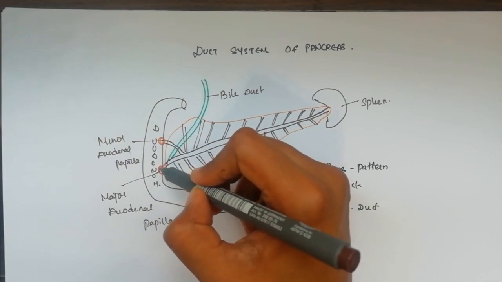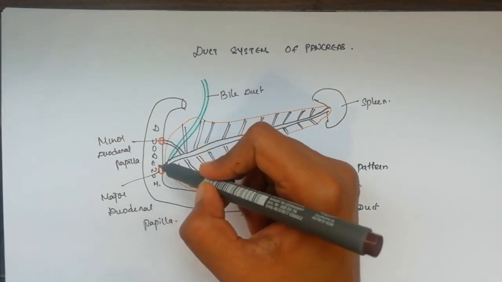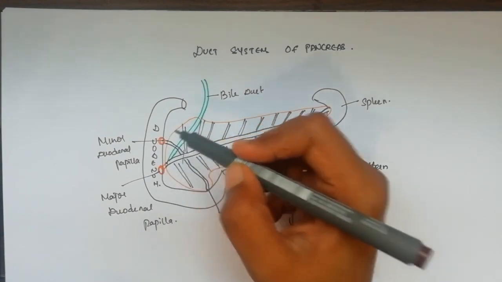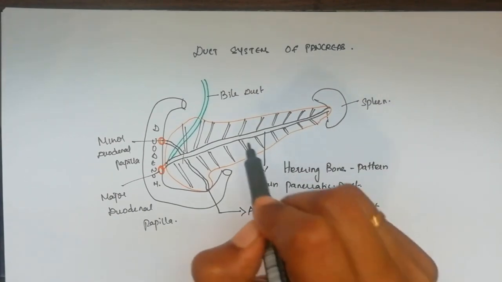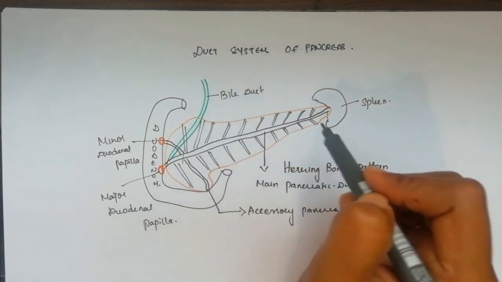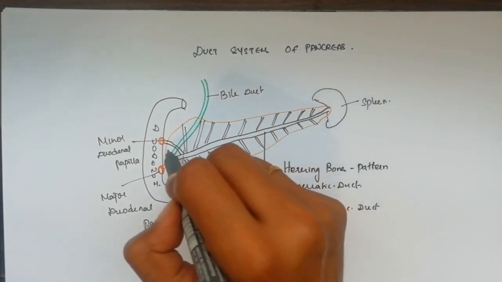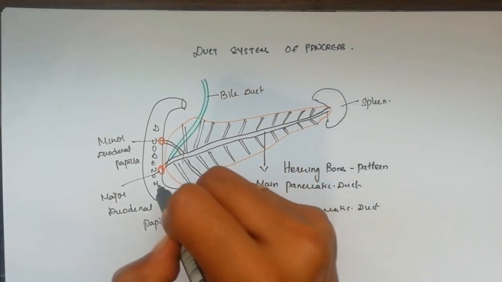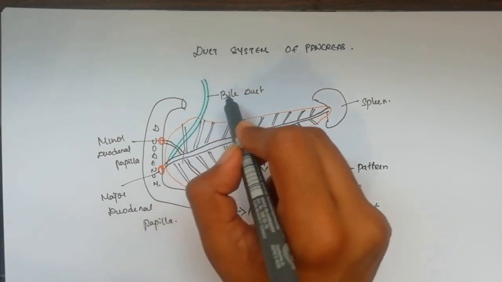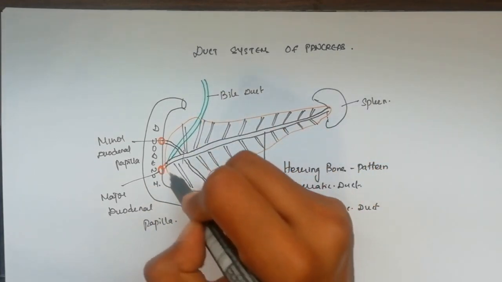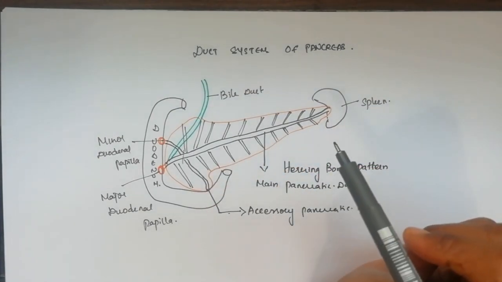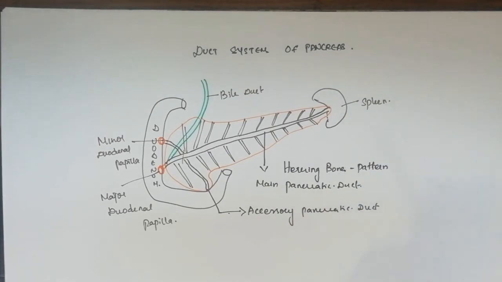Now we will move on to the features of arterial supply, venous drainage, nerve supply and lymphatic drainage. So we will move on to the arterial supply and venous drainage of pancreas. First we will deal with the arterial supply.